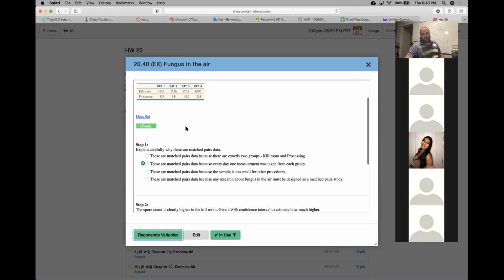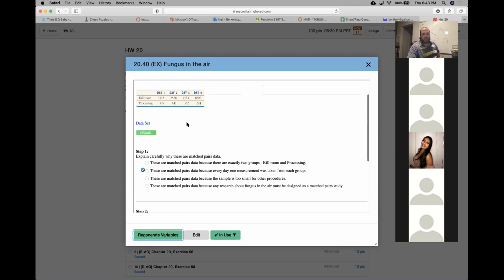Does that make sense from here on out? Yeah. So for x bar, are we just calculating for the kill room specifically? No, it's kill room minus processing. It's a math. Oh, okay. First step is to subtract to give us the 4 differences. And then we use those 4 numbers to do it.